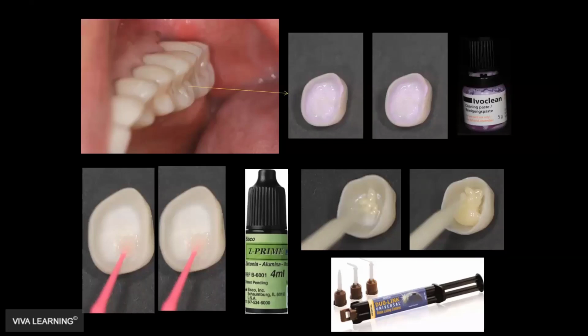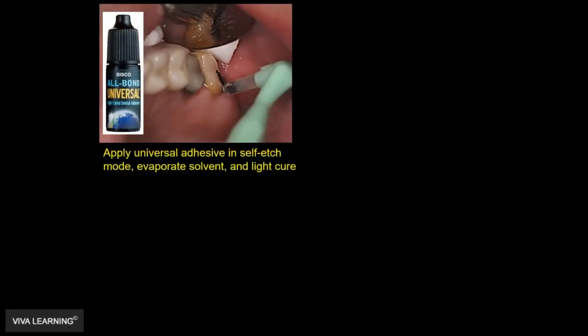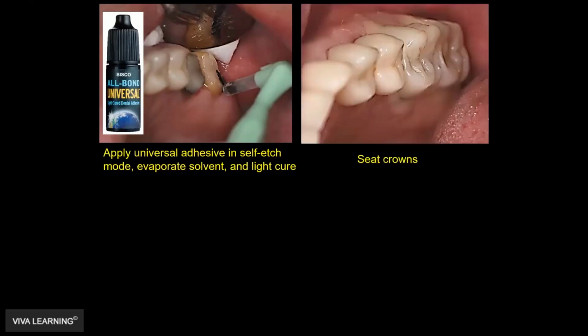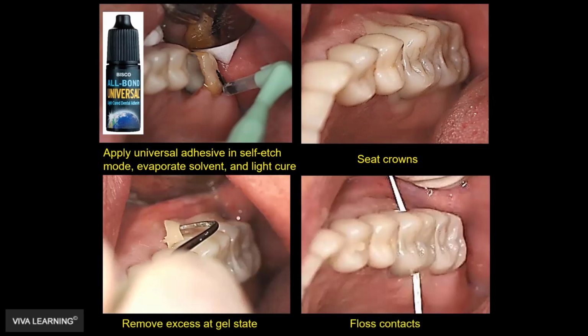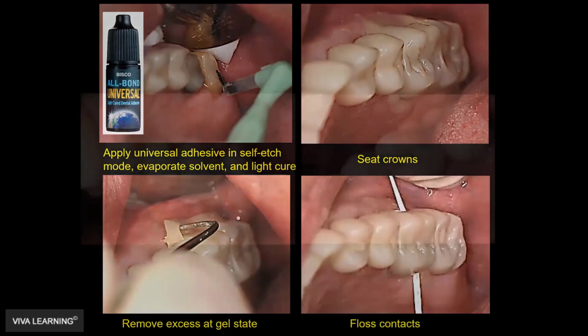My assistant does all of this. She decontaminates it. She air abrades it. Okay, she rinses it, she puts Z Prime Plus in, and she dries that, and then she takes the Duo-Link or whatever dual cure resin cement you're using, she places that in the crown, hands me the crowns. While she's doing that, I've got isolated with the cotton rolls. I'm using my universal adhesive, just like we did with the Emax crowns, scrubbing the teeth, evaporate the solvent, light cure. She hands me the crowns, I seat them, I do the flash cure, and we remove the excess. We floss the contacts, and voila.